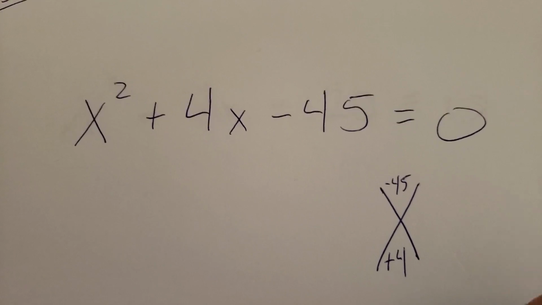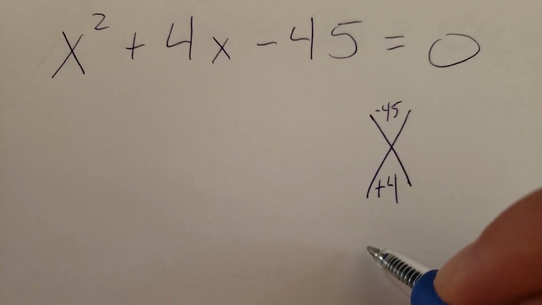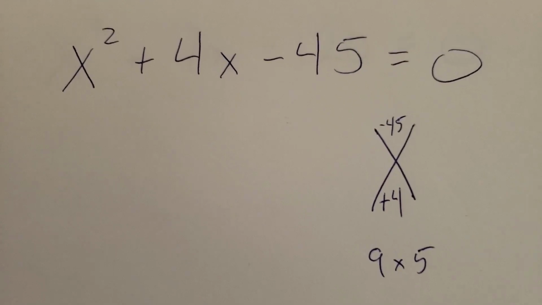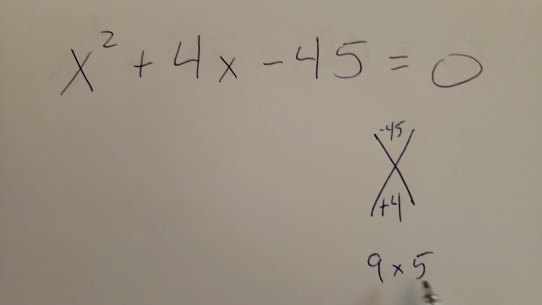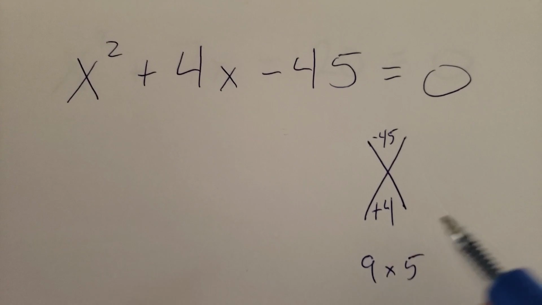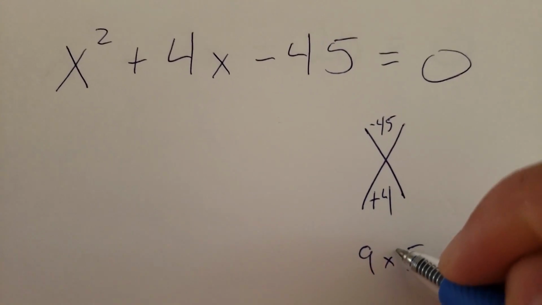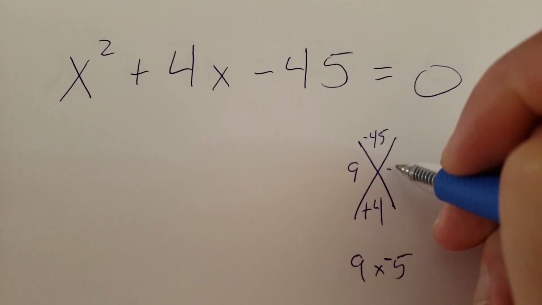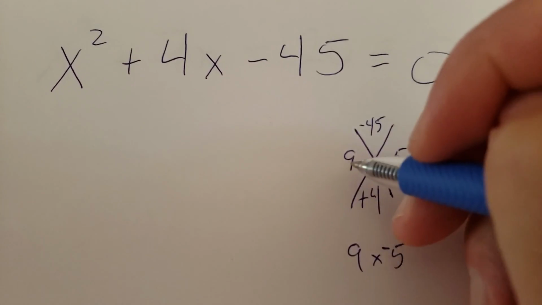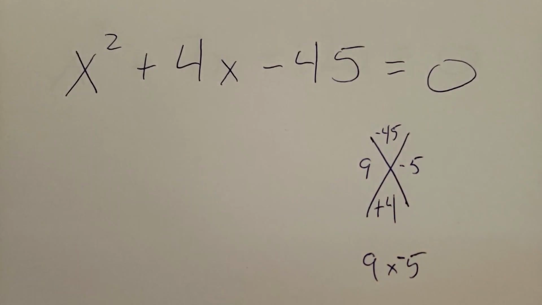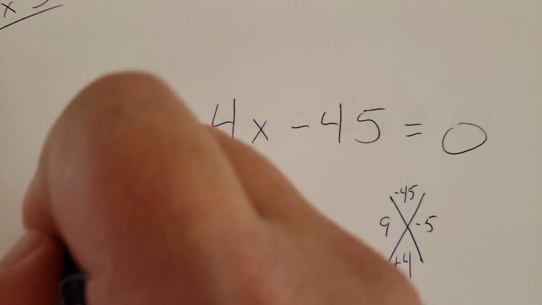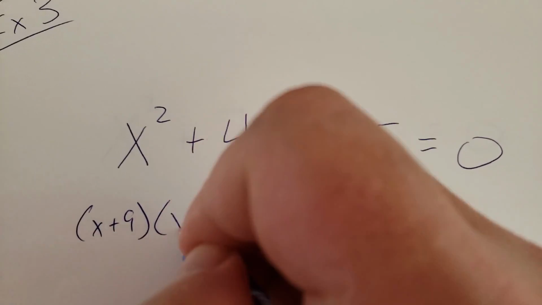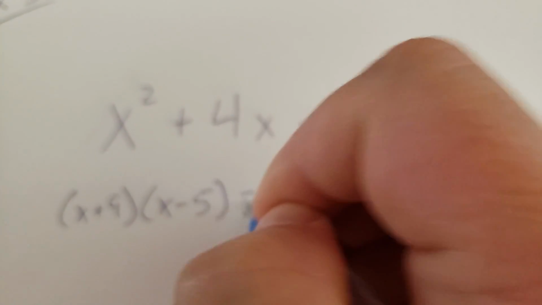So I'm just going to go for the most common way of making 45, and that's going to be 9 times 5. Most people know that. I mean, there's 3 times 15 and so on, but 9 times 5 is normally the most common. And if we make the bigger number positive, which means the smaller number is negative, positive 9 times negative 5 does make negative 45, and 9 plus negative 5 makes positive 4. So this works. So this is going to be x plus 9 times x minus 5.